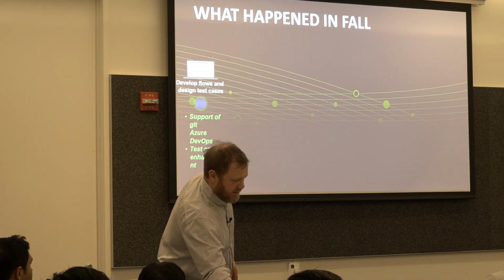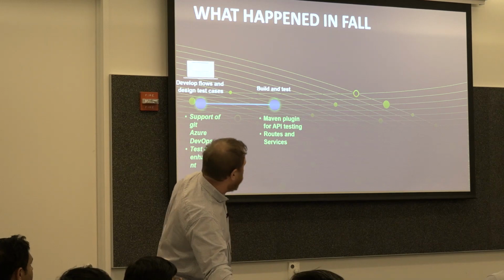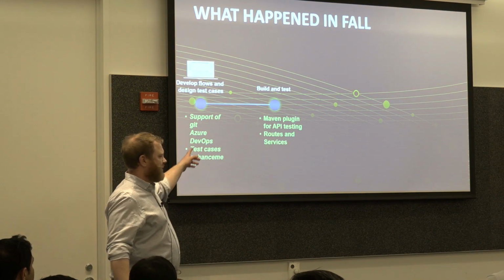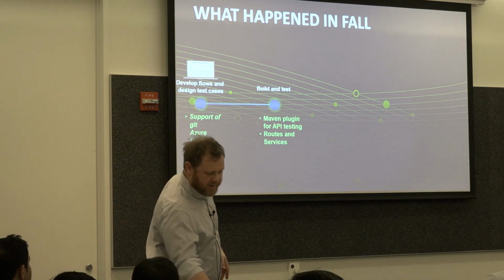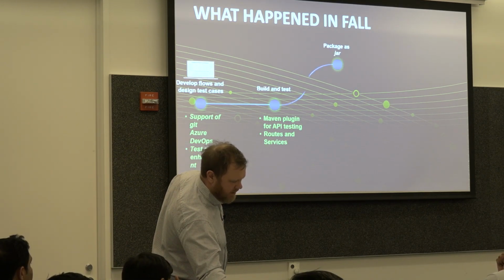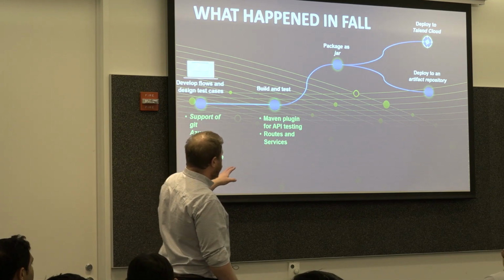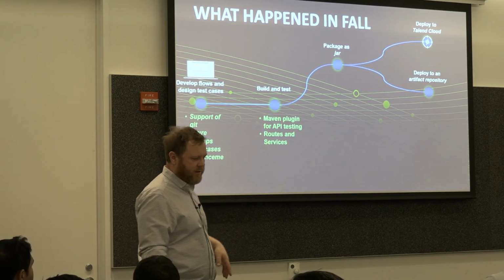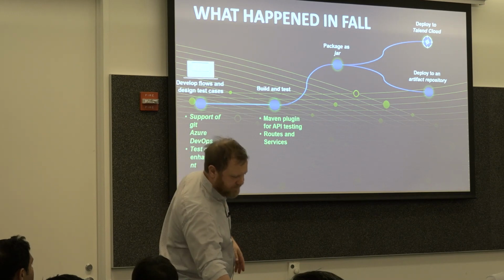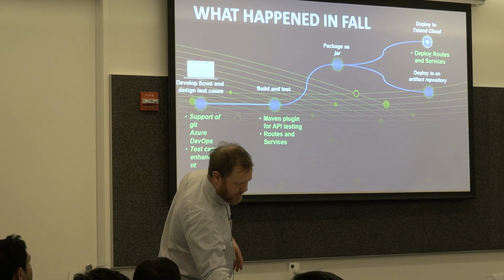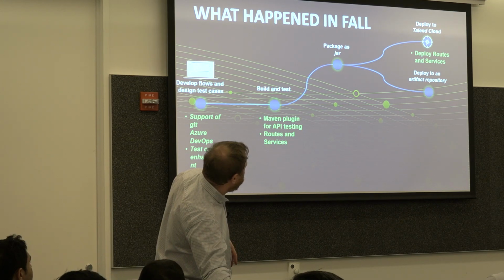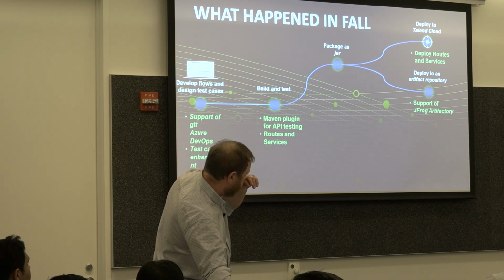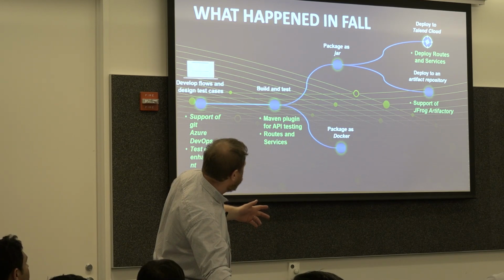So what's new recently is, that's what I was trying to remember, Azure DevOps. So we got support for Azure DevOps, right? That's very popular. We've got this Maven plugin. This supports API testing as well. So everything I've shown you is focused really on batch, but it also works with runtime and deployments. We have the ability to deploy routes and services to the cloud as well. That's fairly new. And we also support now JFrog Artifactory.